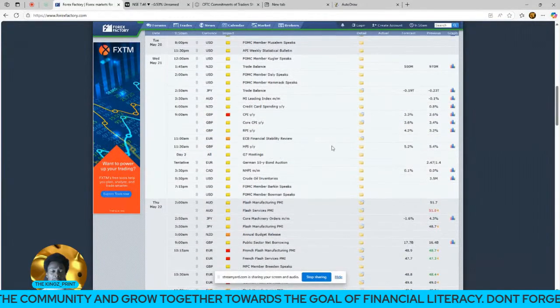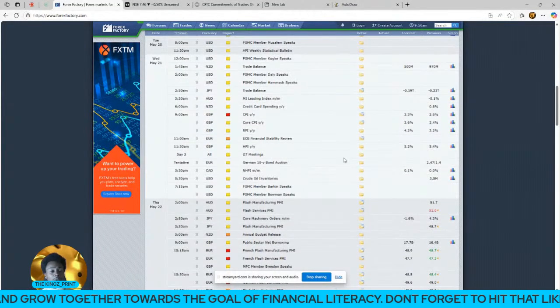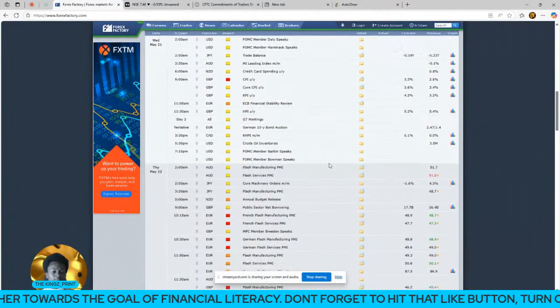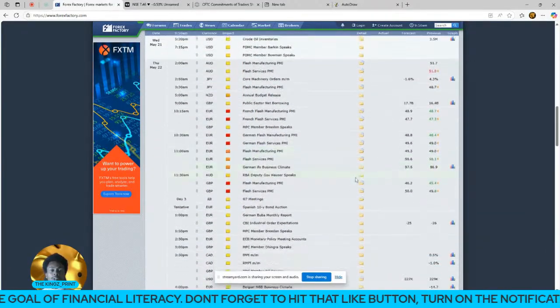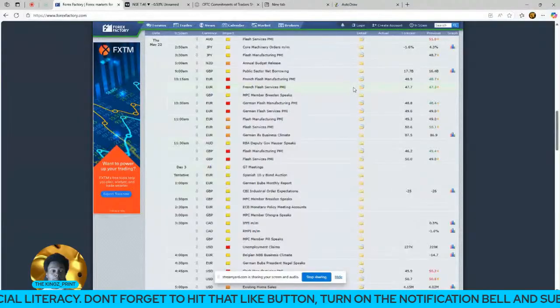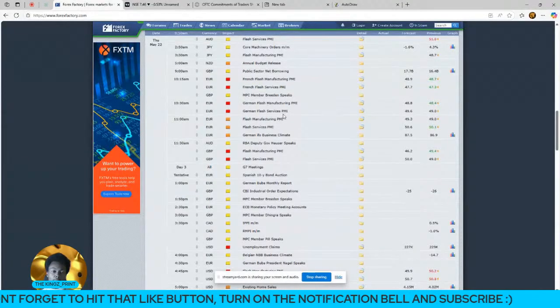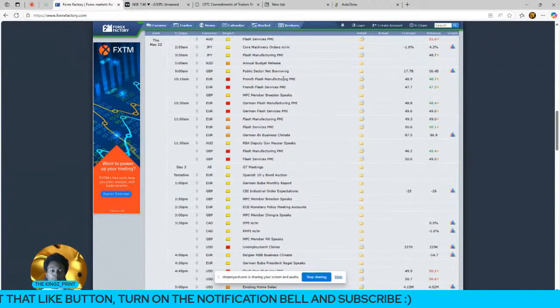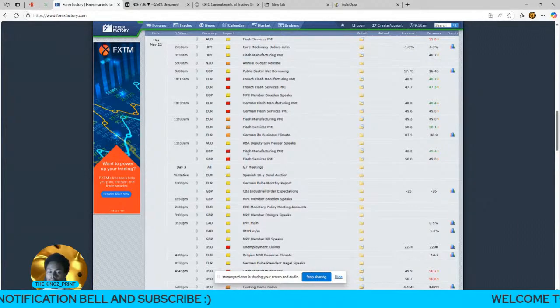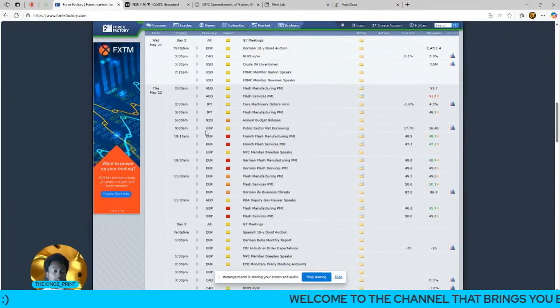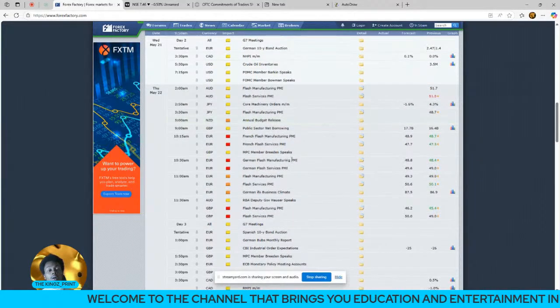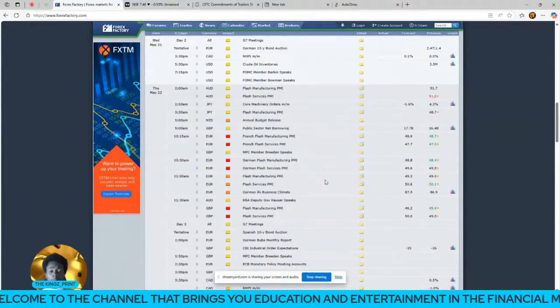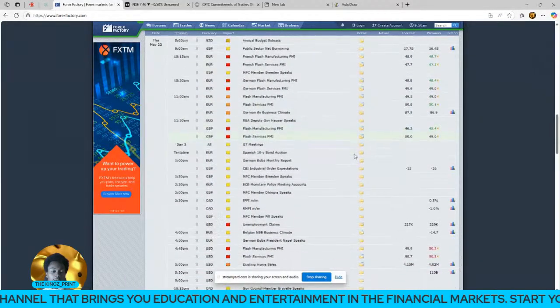We do have G7 meetings that are going to be continuing. It's going to be day two. Thursday, French flash manufacturing PMI, then it usually follows each other. So it's usually Europe, France, then Germany, and then later on, 30 minutes later, we do have it for the British pound. So it's going to be a very active day on Thursday, May 22nd for the Eurozone, specifically Euro and British pound later on in the day.